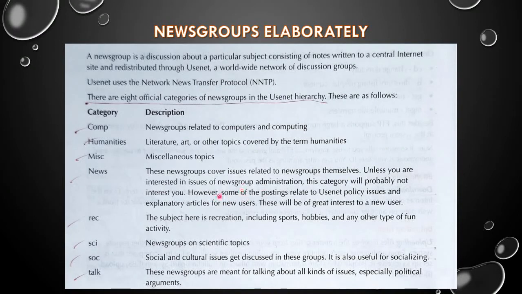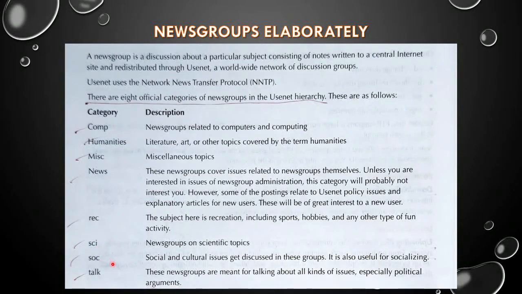So the next is REC. REC means the subject here is recreation, including sports, hobbies, and any other type of fun activity. For those purposes, they will publish it on the news groups. The SCI means news groups on scientific topics. So if you want to search for information on a scientific topic, you can get it from the news group. You will see the abbreviation SCI.